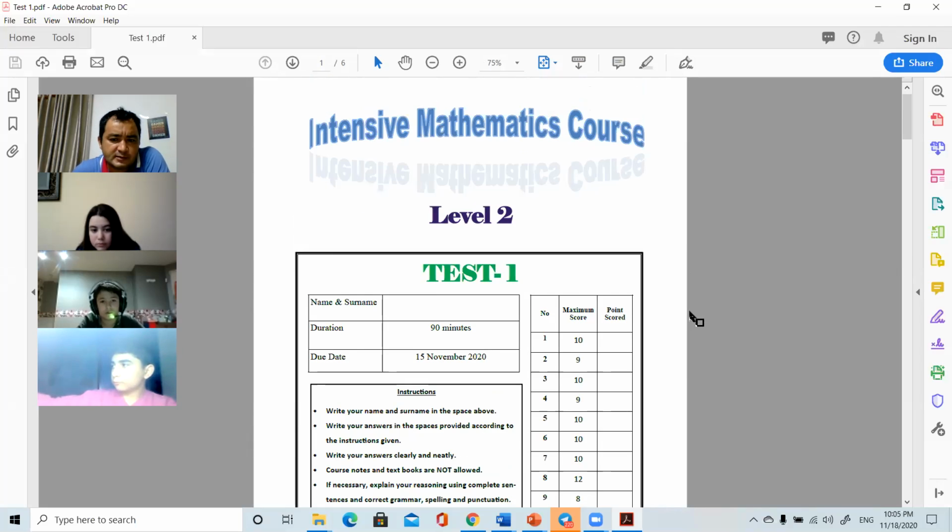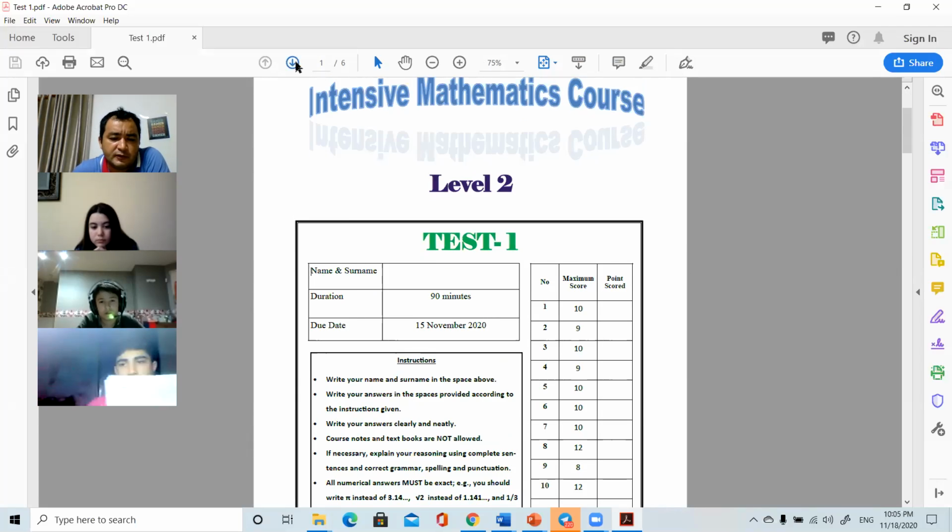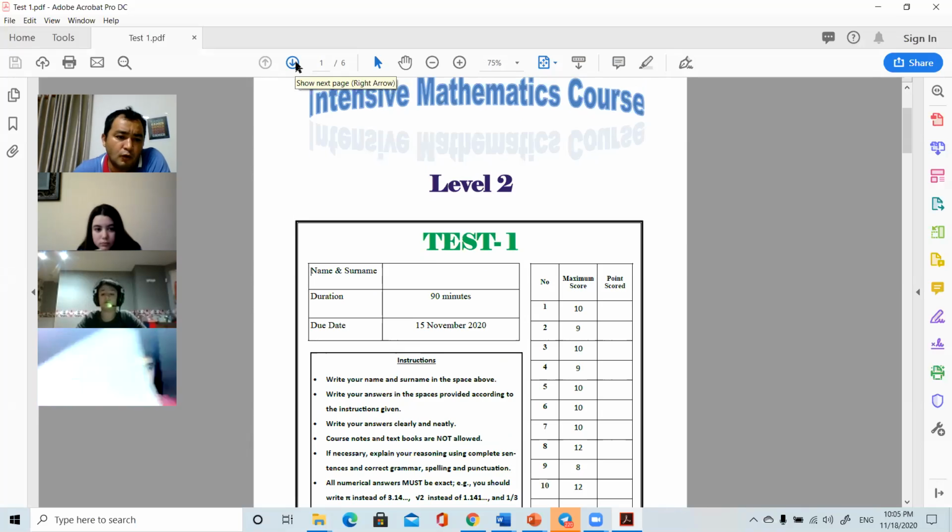This is your test. If possible, you have to print it out and do this. Or, Daphne, Imran, Musa, I don't know if you have access, if you can write on the screen. Also you can do it on the screen. You know how to do that?